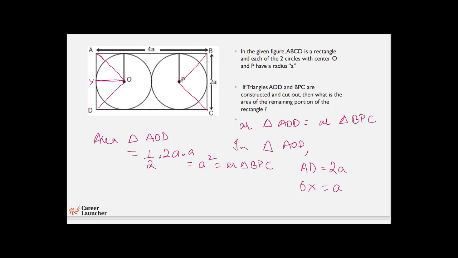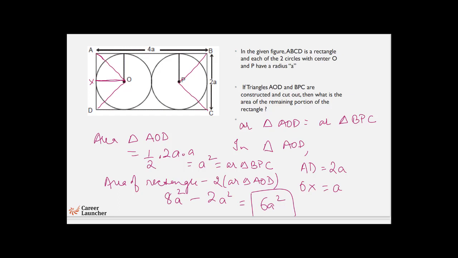Now we are supposed to find the area of the remaining portion if these two triangles are cut out. That can be found by the area of the rectangle minus twice the area of triangle AOD, because AOD and BPC are equal in area. The area of the rectangle would be 4a into 2a, that is 8a square, minus 2a square. So our answer here would be 6a square. Okay, I hope it's clear.